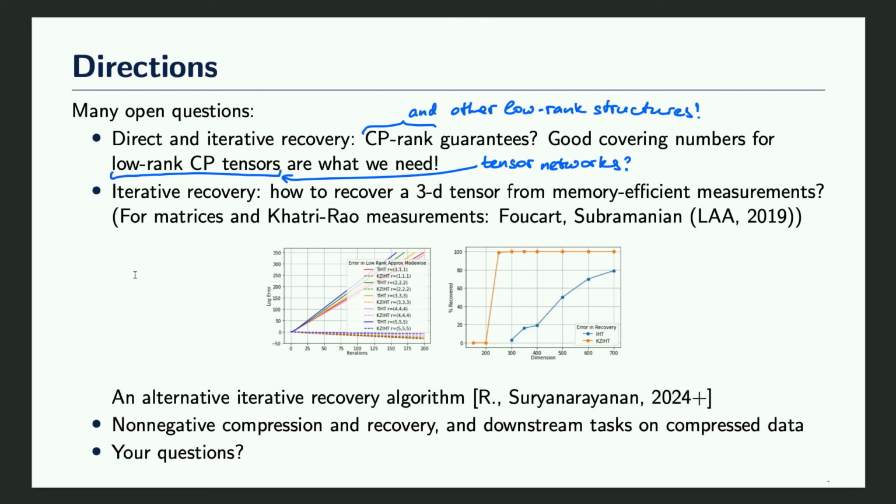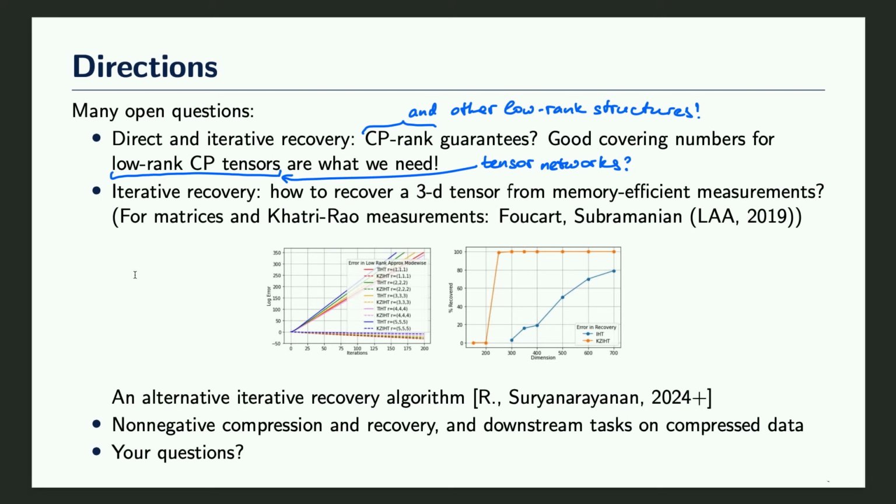So then the future directions are the following. There are many open questions. For direct iterative recovery, I have a slide which I want to update. For CP rank guarantees for iterative recovery, this all goes to good covering numbers for CP rank tensors. I think there is a significant step, very recent. But if your structure is not necessarily a low CP rank tensor, if you have a tensor network, if you have a tensor ring, there's something else. So these nets are good discretizations for low rank tensor structures and can be a way to show that the sets are not too bad, and you can actually obliviously compress and recover from that. You can do compressed sensing on these simpler objects.